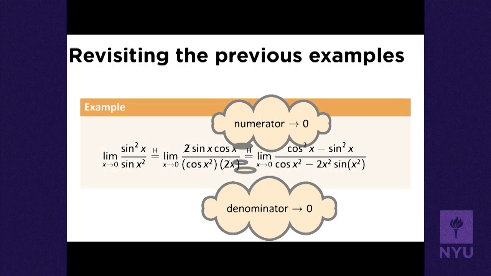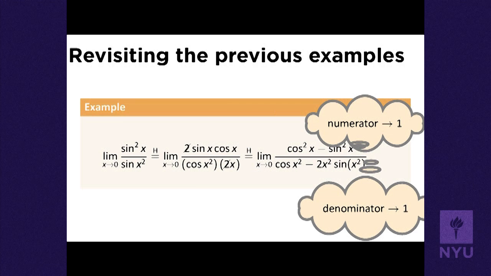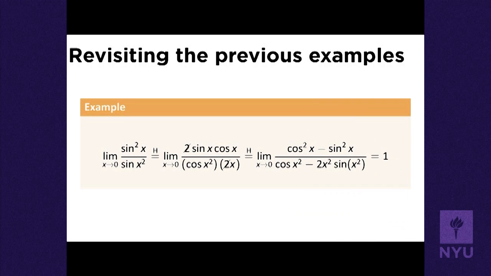The derivatives are slightly more complicated because they're going to need the product rule. But the derivative you get in the numerator is cosine squared x minus sine squared x. And the one you get in the denominator is cosine x squared minus 2x squared sine x squared. Now, what does the denominator go to? The denominator goes to 1 because cosine of 0 is 1, and all this stuff goes to 0. The numerator, this goes to 0, and this goes to what? 1. Okay, numerator and denominator both go to 1, and so the limit I get is 1.